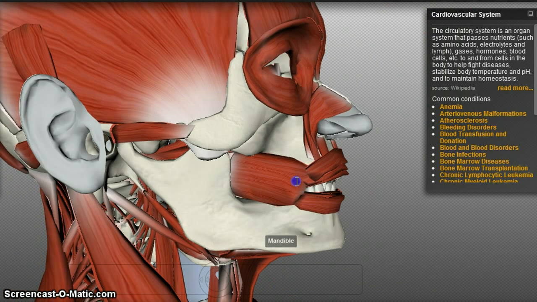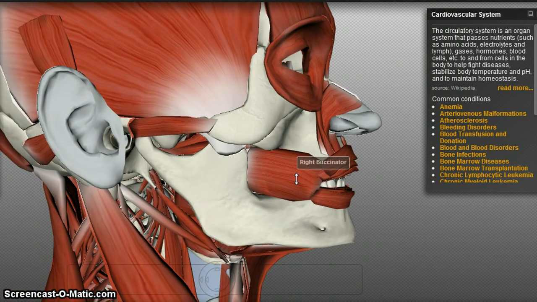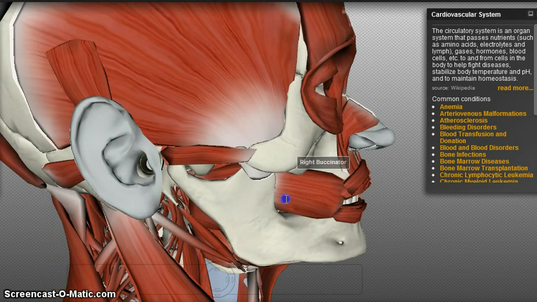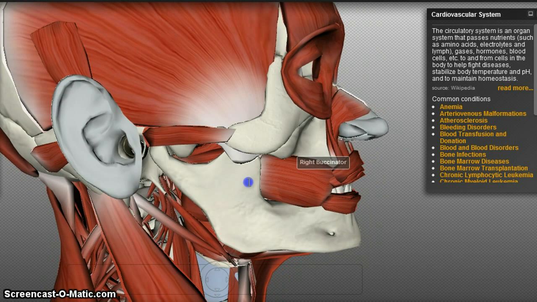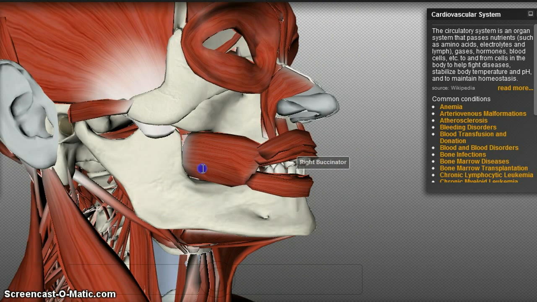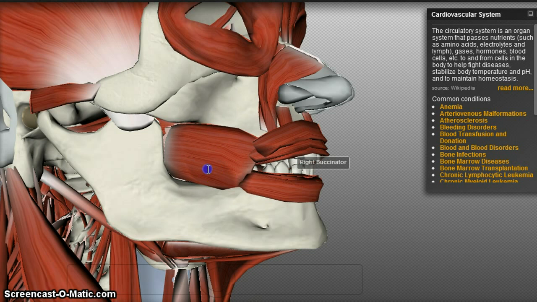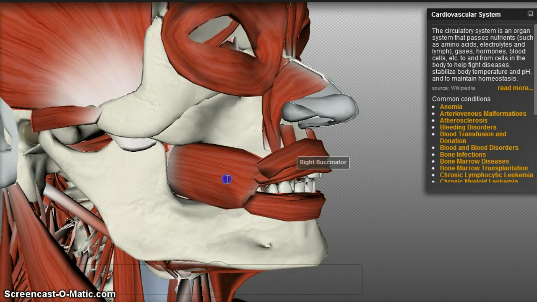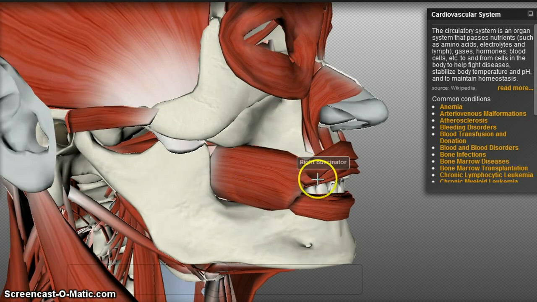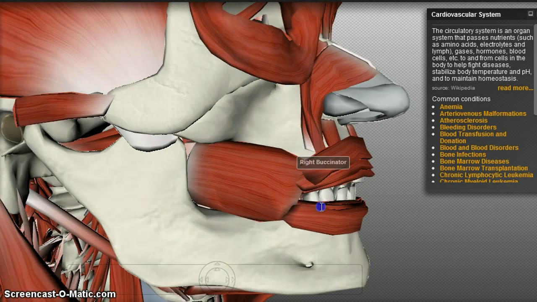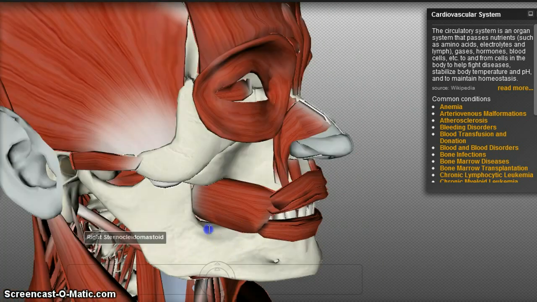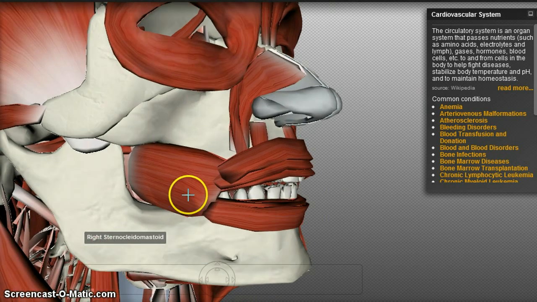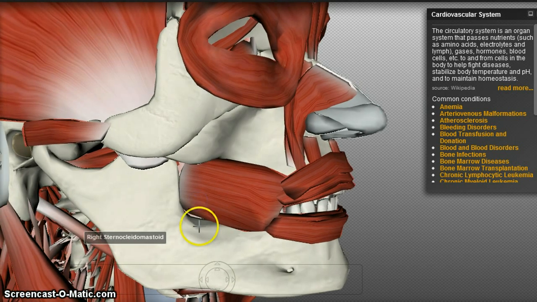This muscle is used for compressing the cheeks against the teeth and for actions such as blowing or sucking. It inserts into the fibers of the orbicularis oris, which is this muscle here. I just want to reiterate that the buccinator isn't a muscle of mastication, but it does assist in mastication.